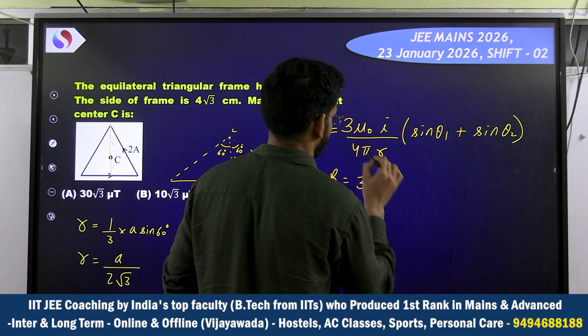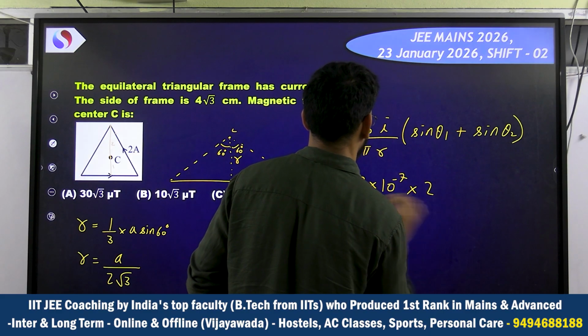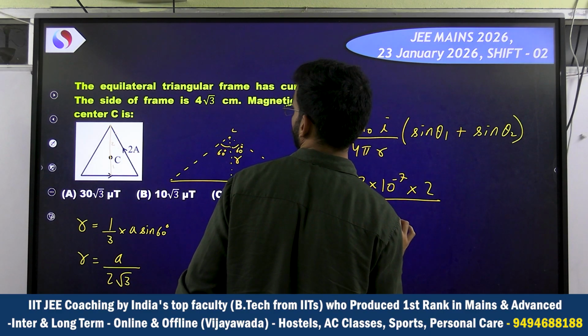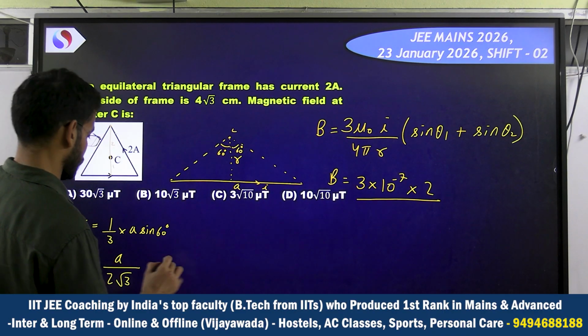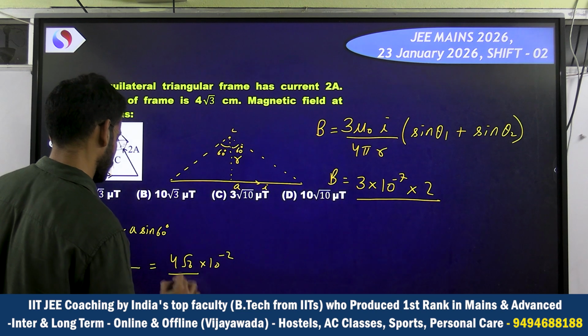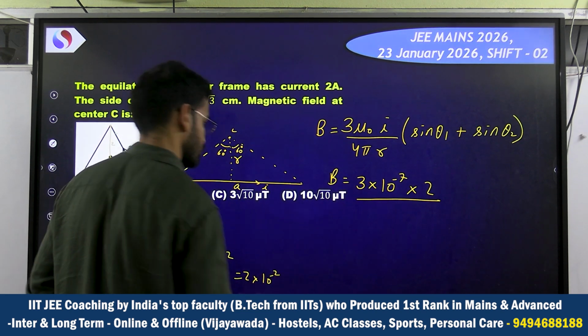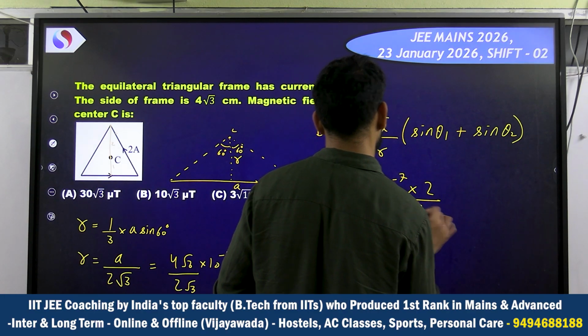Mu naught by 4 pi, that is 10 to the power minus 7. Current is 2 ampere, divided by r, which is a by 2 root 3. A is what? 4 root 3, right? So if you put the value here, what will that be? 4 root 3 into 10 to the power minus 2 divided by 2 root 3. That is 2 into 10 to the power minus 2.